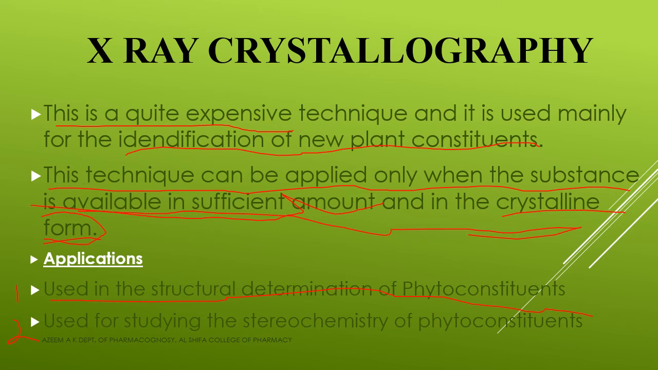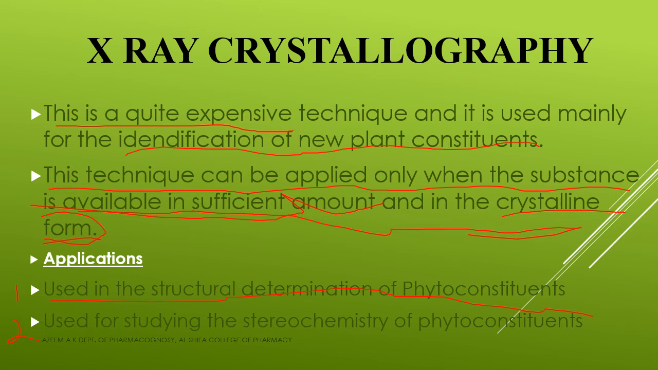Clear? So it's an expensive technique and that is mainly used for the identification of new plant constituents. And this technique can be applied only when the substance is available in sufficient amount and in the crystalline form. That is, two conditions are there for XRD analysis. So the first thing is the sample should be in the crystalline form. Okay. And second condition is it should be available in sufficient amount. Okay. The sample is needed in sufficient quantity for this to be done.